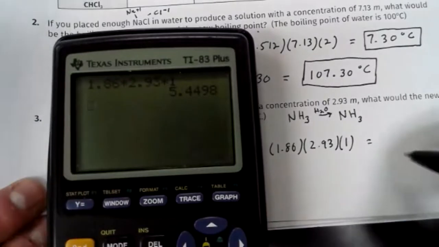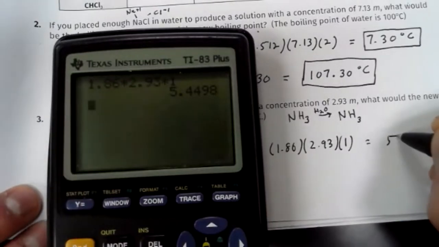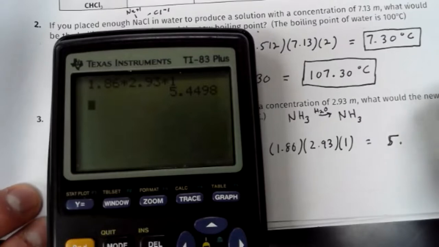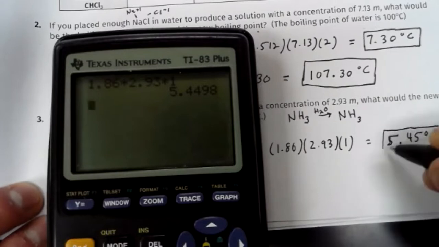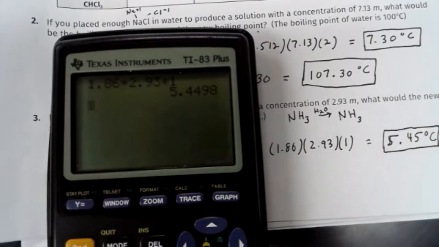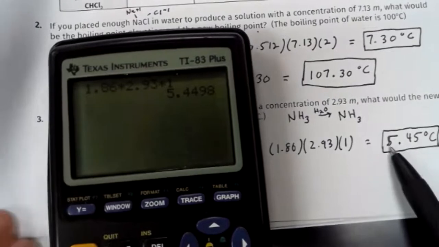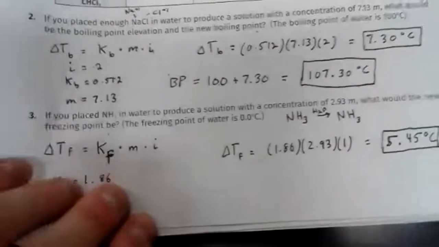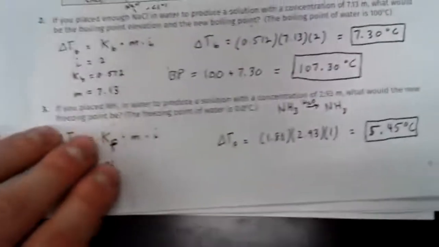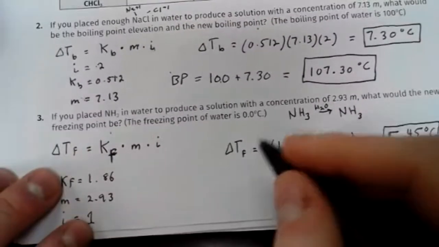And what we see is that our change in freezing point is going to be 5, I'm just going to round that to 2 decimal places, 5.45 degrees Celsius. So what we see is that our freezing point of our water is going to change by 5 degrees Celsius, or almost 5.5. So that's our delta T. Our delta T is 5.45 degrees Celsius.